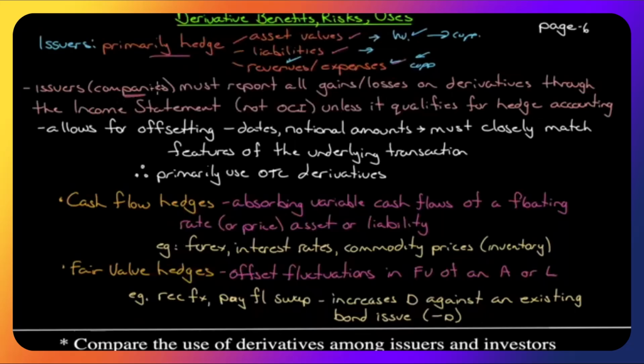Issuers, and I make it clear here, companies must report all gains and losses on derivatives through the income statement, not into OCI, through the income statement, unless it qualifies for hedge accounting, which they primarily do. And if it does qualify for hedge accounting, it allows for offsetting. The dates and the notional amounts of the derivatives must closely match the features of the underlying transaction. So if you say it's a hedge, it better look like a hedge.